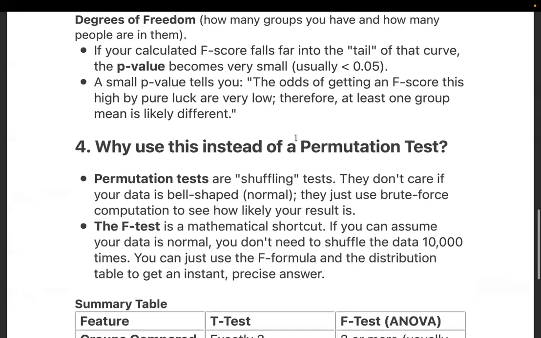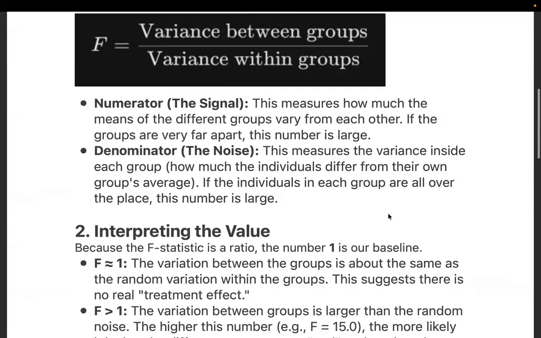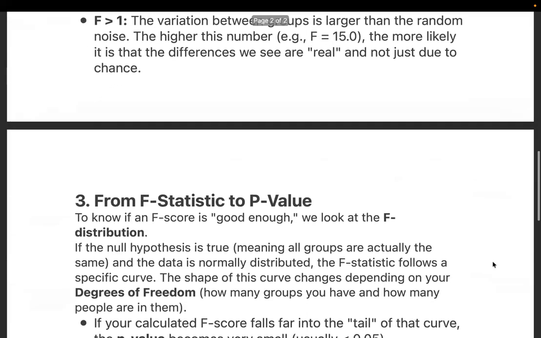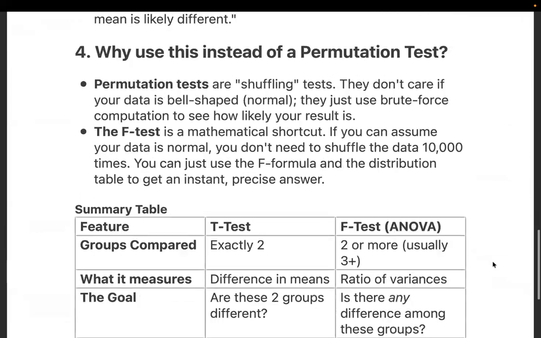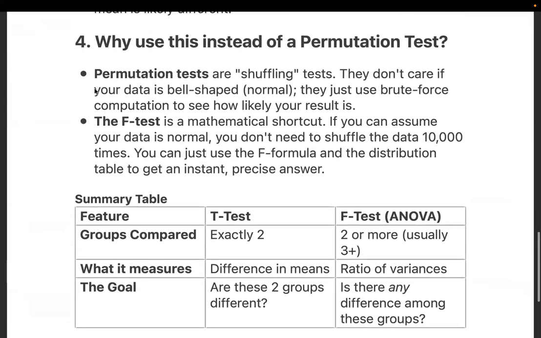So this is one way to do it. Another way is using the graph, which I'll show you in a moment. So there are two. You can do a permutation test or a t-test in the case of two groups. In the case of multiple groups, more than two, you can do a permutation test or the shortcut F test with much less overhead.